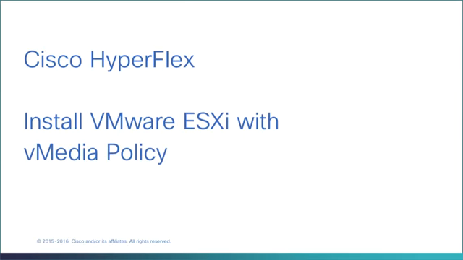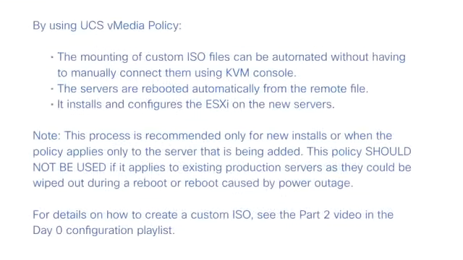Install VMware ESXi with vMedia policy. Using a UCS vMedia policy, the mounting of the newly created custom ISO file can be automated without having to manually launch the remote KVM console and connect them one by one. The existing vMedia policy named Hyperflex must be modified to mount this file, and the boot policy must be modified temporarily to boot from the remotely mounted vMedia file.